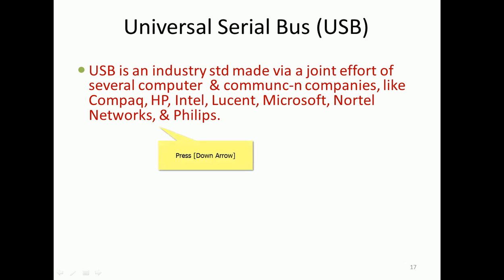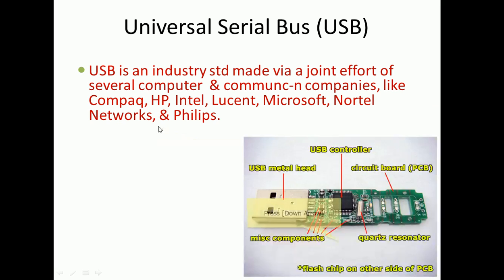After discussing PCI and SCSI, one more expansion bus from the industry is the universal serial bus. The most popular is USB, an industry standard made through the joint effort of Microsoft, Nortel, Philips, Compaq, HP and others, who were involved in making a standardized universal serial bus, like PCI, SCSI and ISA from IBM. These people made a big effort for the benefit of the users.